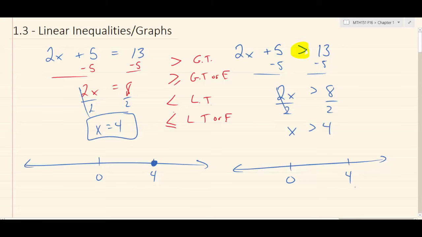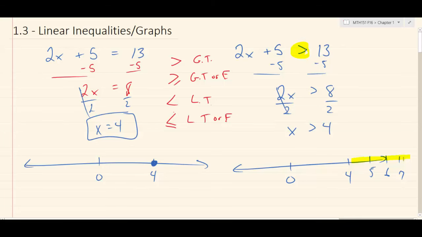Now we need the answers that are greater than 4. All the numbers. What are some examples of numbers that are greater than 4? 5, 6, 7, and you get it, right? It's going to keep on going. So all of these numbers here, we're going to shade this part.